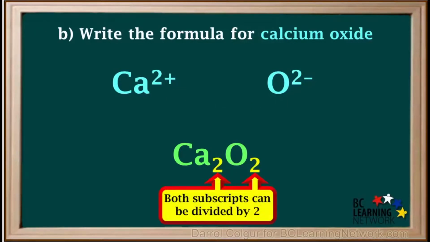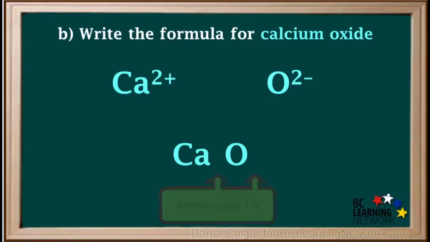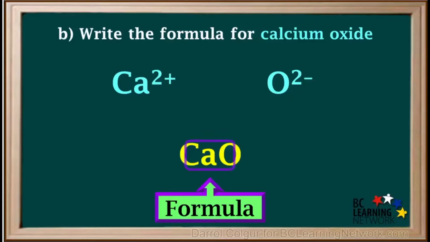But you can see that both of the subscripts in this formula are divisible by 2. So we simplify and divide both of these by 2 and get 1s. We do not keep the subscript 1 in a formula, so we remove the 1s, leaving us with the formula CaO, which we'll compact and write as the final formula for calcium oxide.